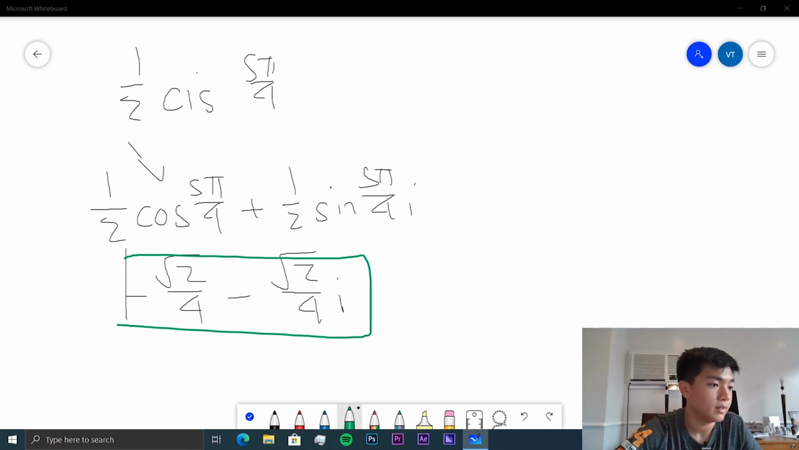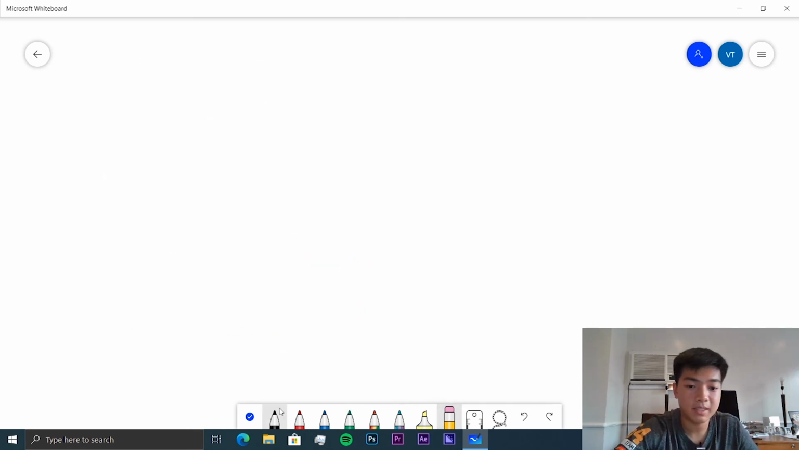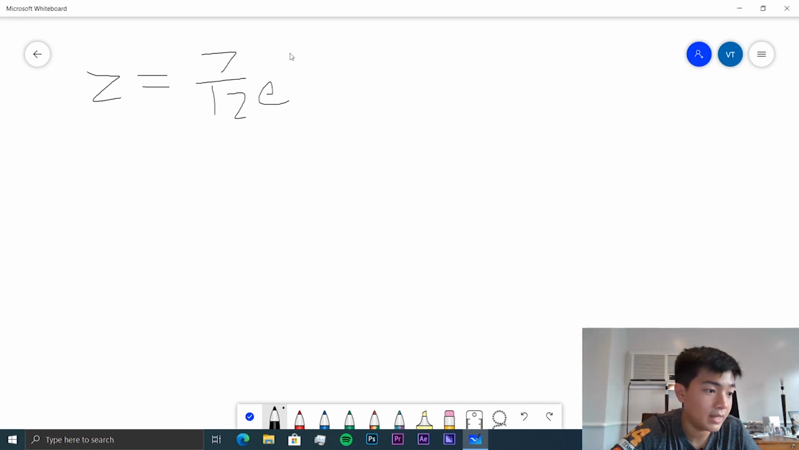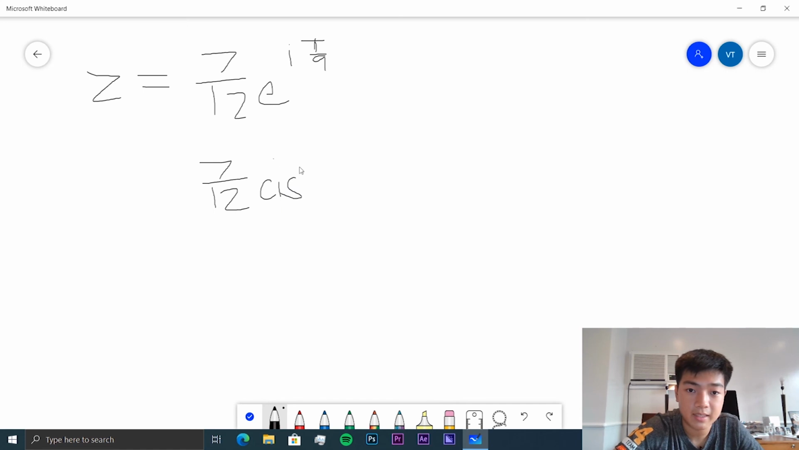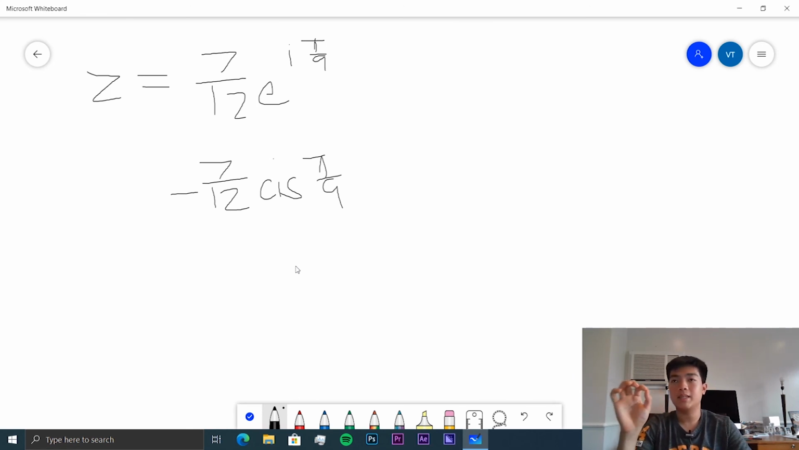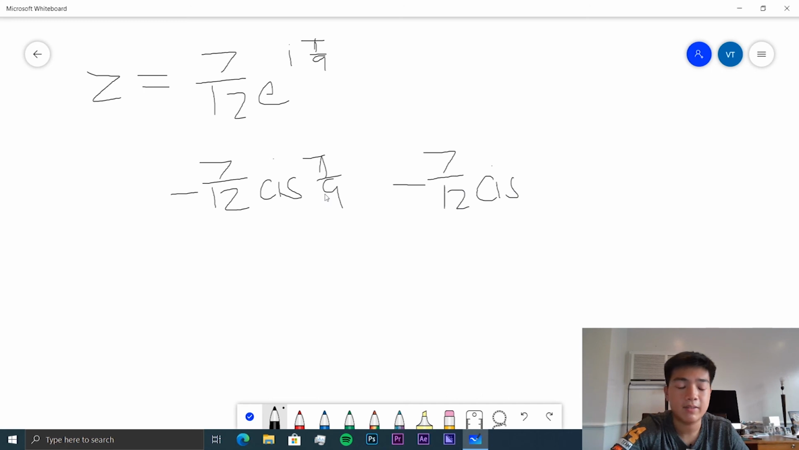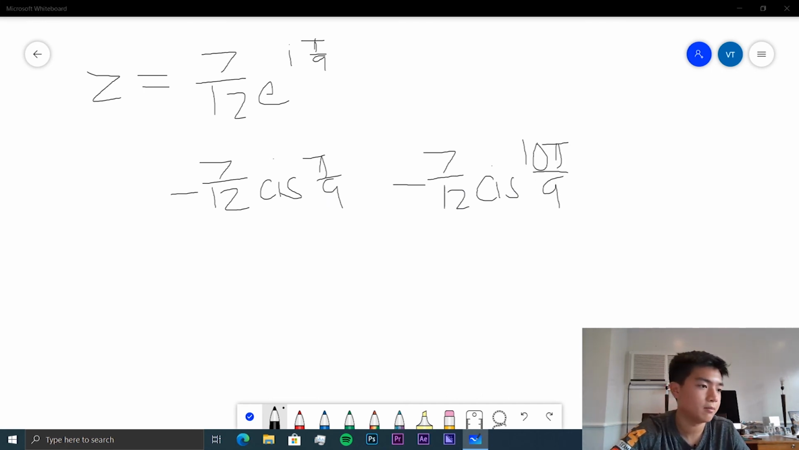Nice. Okay. So finally, given the complex number z is equal to 7 over 12 e to the i pi over 9, we need to find in polar form negative z and the negative z modulus. The trick is, of course, this is simply equal to 7 over 12 cis pi over 9. So we need to find the negative value, so that's negative 7 over 12 cis pi over 9, and the negative modulus. Here's a trick: if we rotate this complex number by pi, we get the negative of the number. So we can simply say that the negative is equal to 7 over 12 cis, and then we have to add pi. So this would be 10 pi over 9 degrees. Well, not degrees, radians.